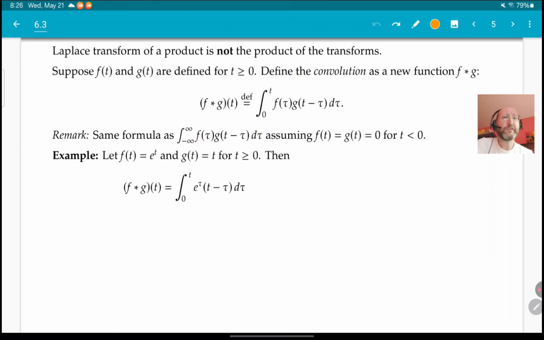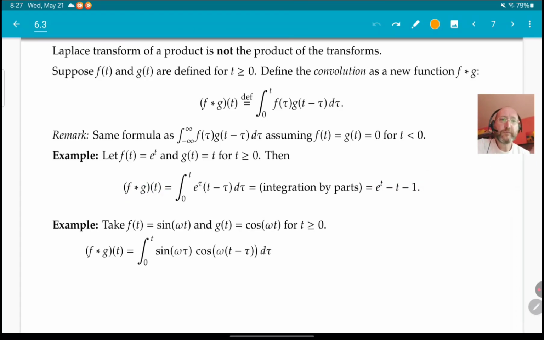Okay, so let's do an example. e to the t and t. Again, just think of those functions for positive time. The convolution of those, this function f star g, well, we just plug into this formula. f is e to the t, so we have e to the tau, and then for g, I plug in t minus tau. So I get this, and we just compute. Integration by parts, so we skip that, and we get e to the t minus 1. So it's a function of t. That's the convolution for this one.